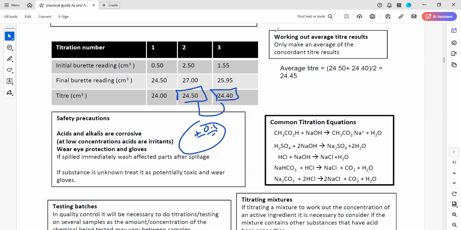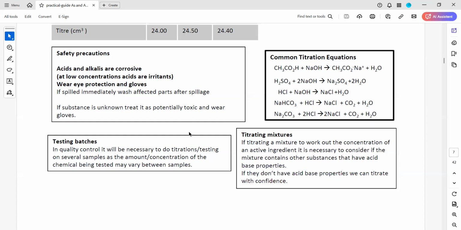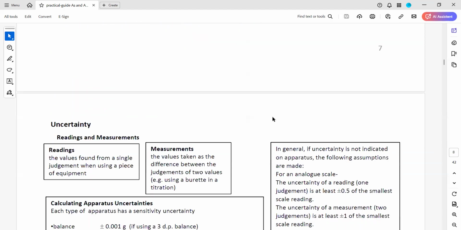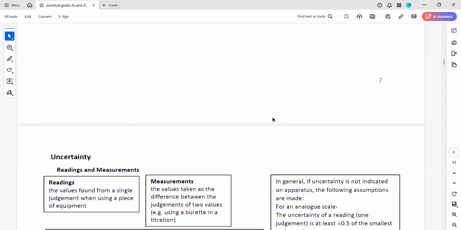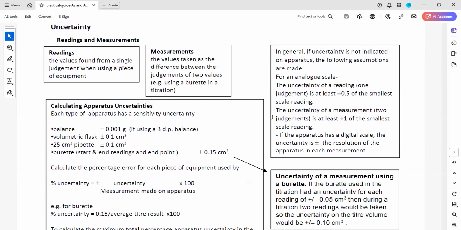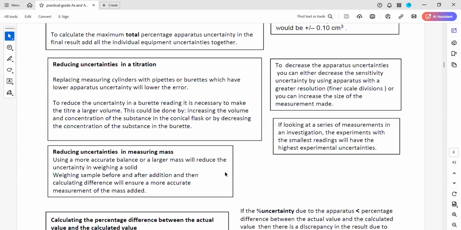The safety precautions: acids and alkalis are corrosive, so we use acids at low concentration, and we wear eye protection and gloves. Is it clear about the acids? The uncertainty in measurements as well when you are carrying out a titration.